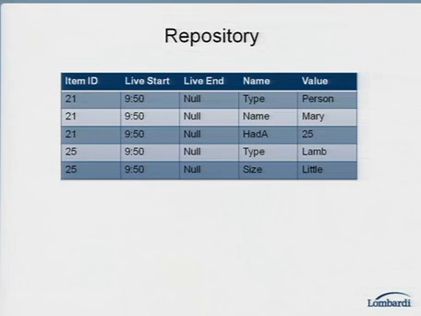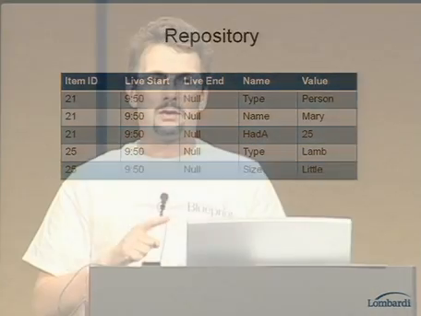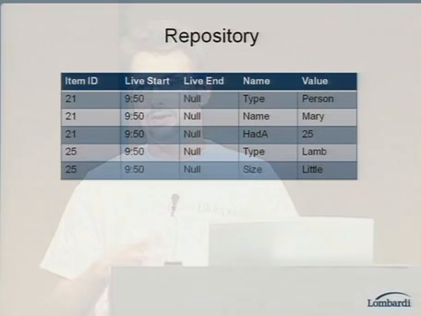We also have two additional columns for everything. The live start, which is the earliest date at which this value is valid, and the live end, which is the latest date at which this value is valid. And null just means that it's valid now.